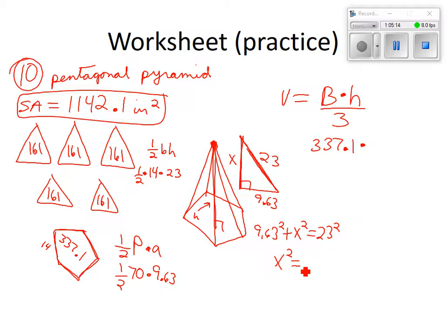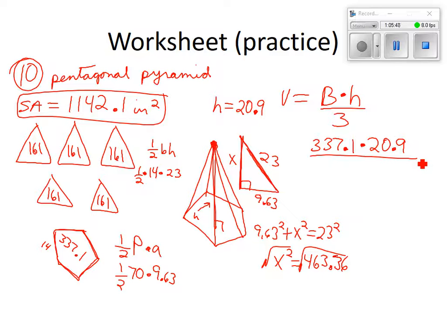Well, what do you have to do to that number? Take the square root. Somebody tell me what that number was when you subtracted those two? 463.36. And then we want to take the square root, right? What's the square root of that 463 number? 20.889, so about 20.9. That's our height then. So what goes in right here? 20.9. And then we multiply those two together, then what do we do with that answer? You divide by 3.